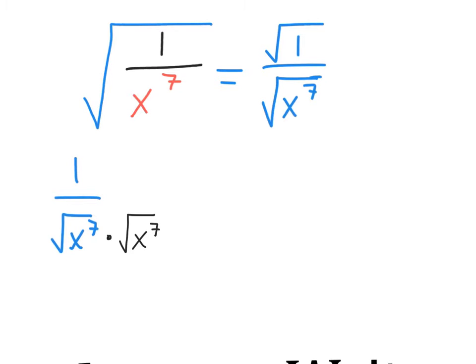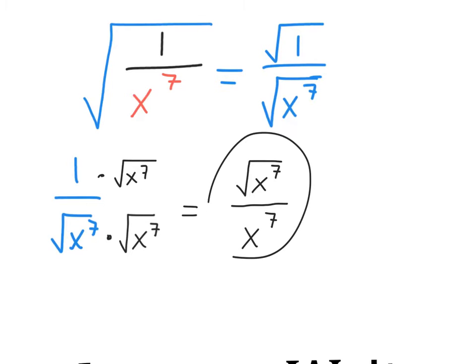So when you multiply it by itself, why am I multiplying it by itself? Because it's a square root. If it were a cube root, I'd multiply it by itself by itself. Whatever I do to the denominator, I have to do to the numerator. So I write that there, and here's what I end up getting: the square root of x to the 7 over x to the 7. Again, not very nice, actually.